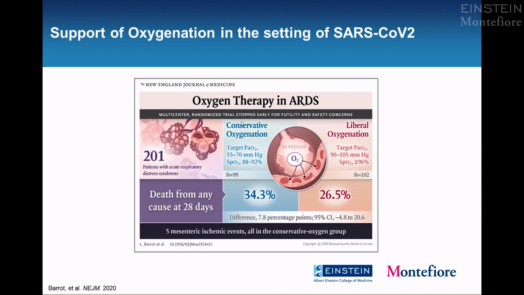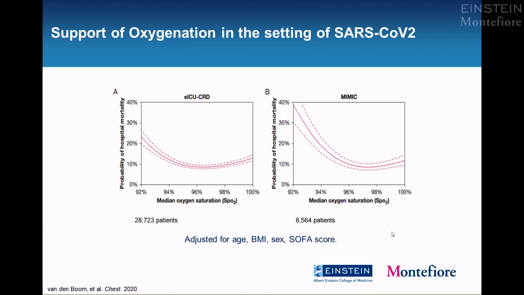And not only was there a higher risk for mortality, but actually there were frank mesenteric ischemic events all in the conservative oxygen group. So too much oxygen might be a problem, too little obviously is associated with worse outcomes. What is the sweet spot that we should be targeting for our inpatients? Another very hot off the press study, just published last week in CHEST, done by a group in Singapore, looked at 2 large data sets of ICU patients to try to answer this question of, if too much isn't good, if too little isn't good, what should we be aiming for?